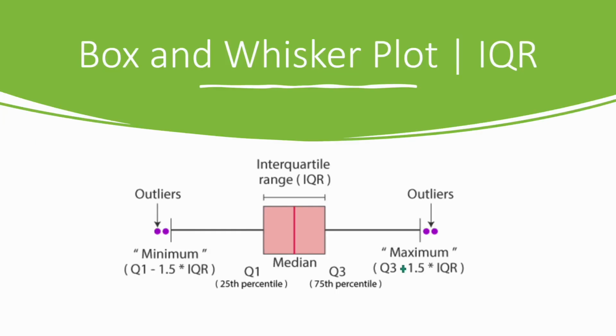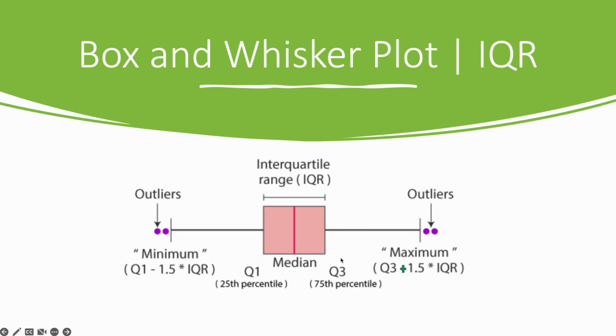Now, the box and whisker plots. So what are box and whisker plots or the IQR? IQR is nothing but interquartile range, which is Q3 minus Q1. So third quartile minus first quartile is my IQR range. Let's pay attention to the box first.